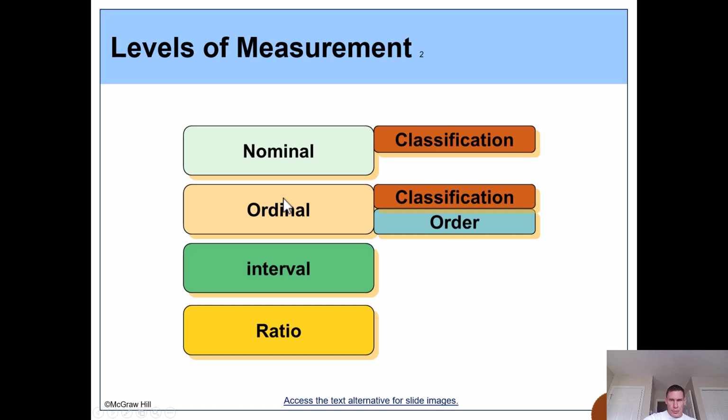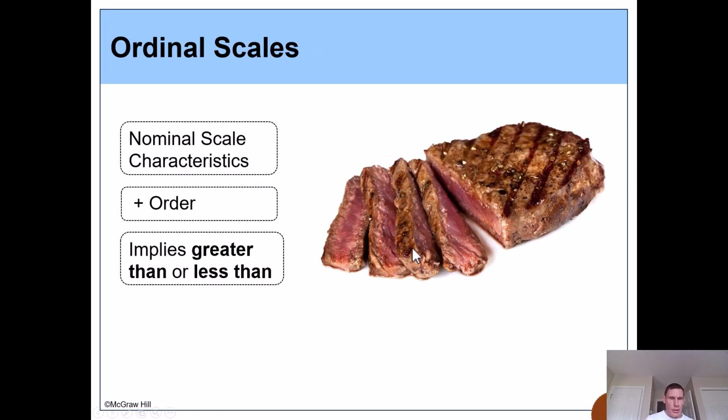Now let's talk about ordinal. So, easy way to think about ordinal is just think about what that word ordinal sounds like, and that's order. So, we're going to try to put some things into a type of order. So, the ordinal scale characteristics is, of course, we're going to order things, and then it implies a sort of greater than or less than.